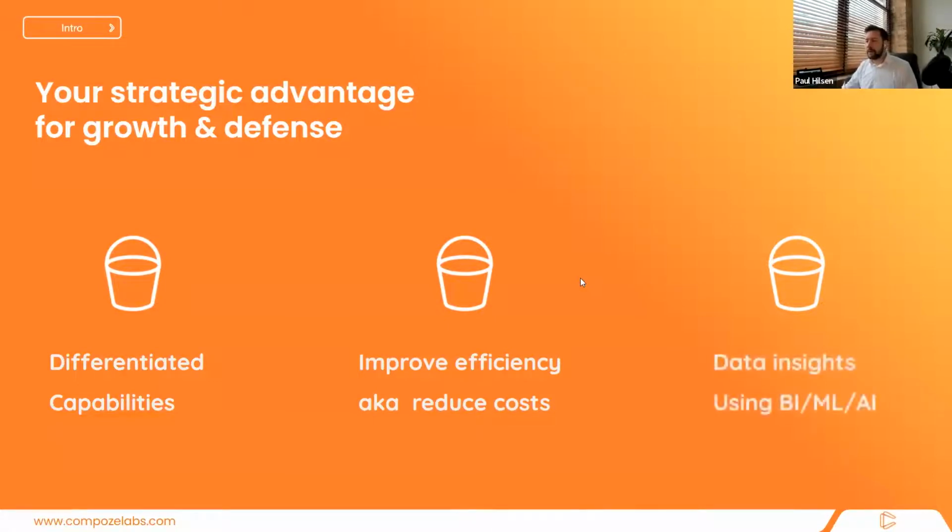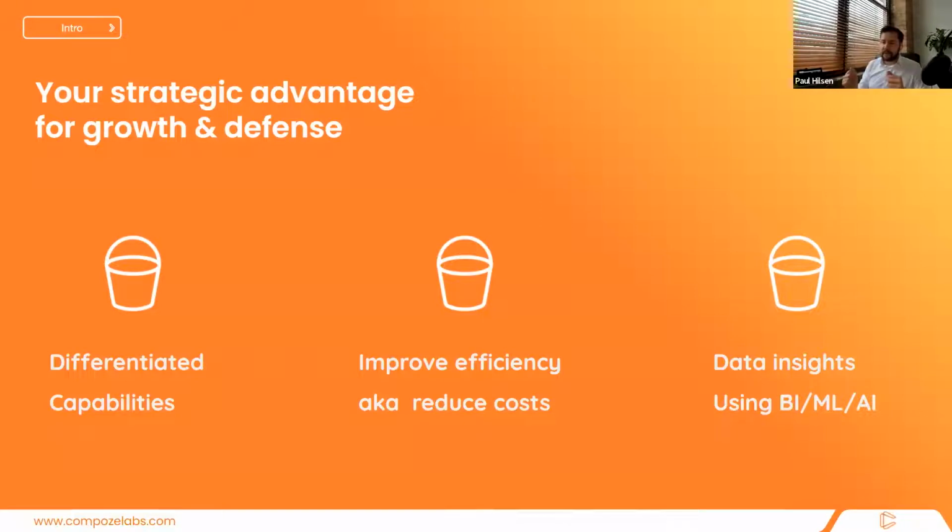And then the third bucket of why you integrate is for insights. How can I use my business intelligence, machine learning, and AI to look at what is happening at my company and make data-driven decisions for how I will get that growth in the future? So that's the three reasons why.